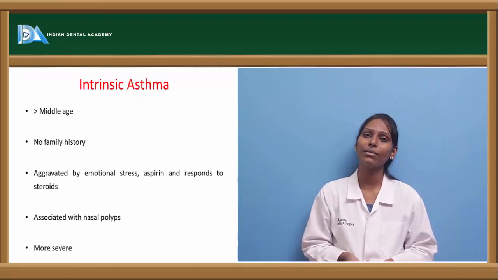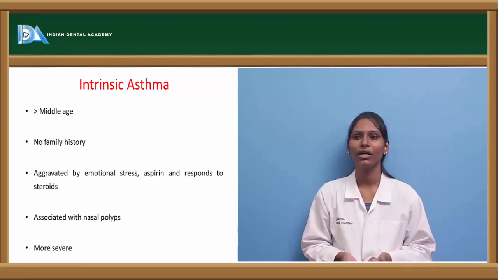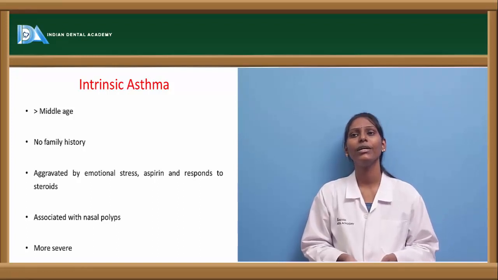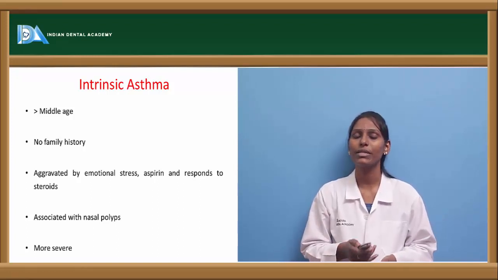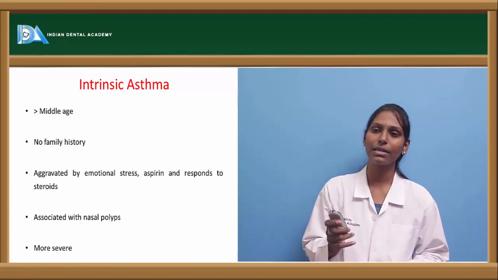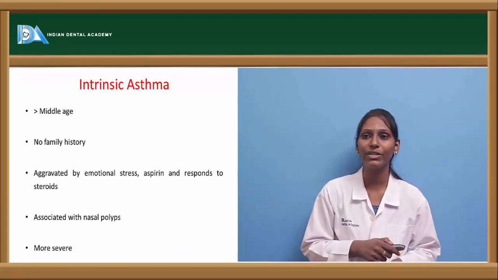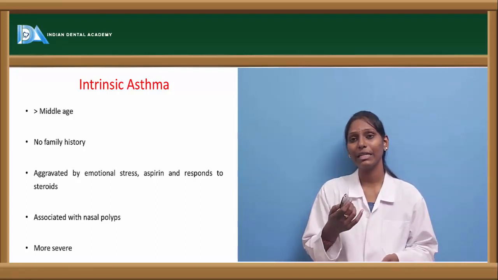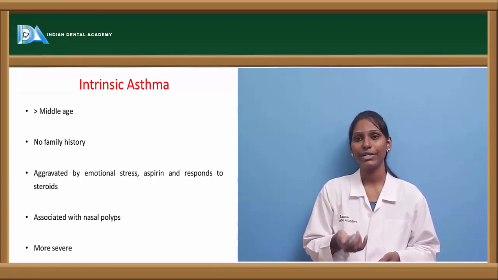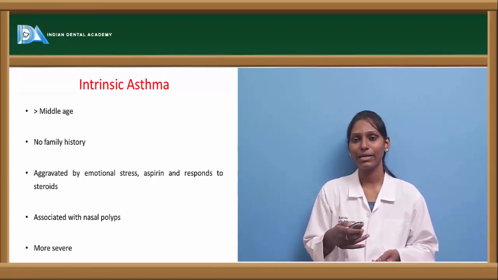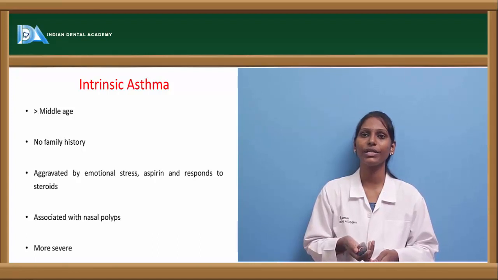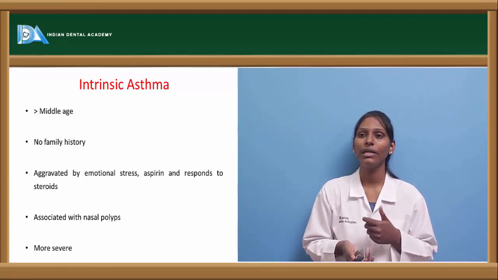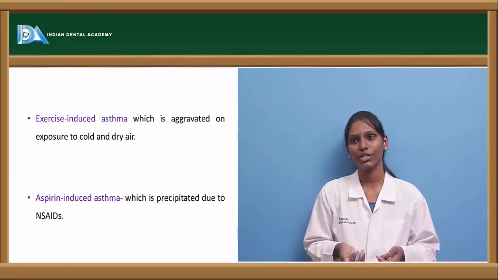Coming to intrinsic asthma, it is usually seen in middle age. They don't usually have a family history. They're associated with nasal polyps and they're more severe. This intrinsic asthma is more severe when compared to that of allergic asthma. It is usually aggravated by emotional stress.